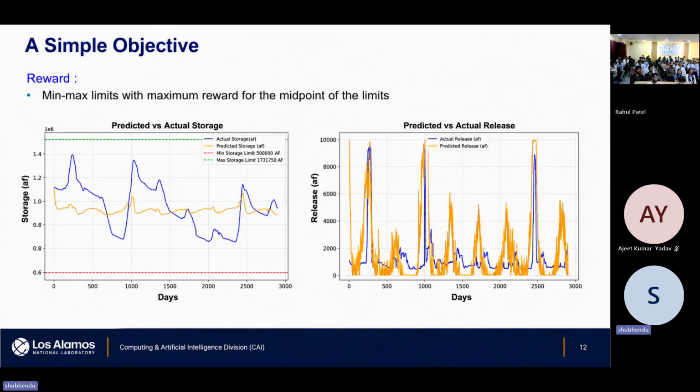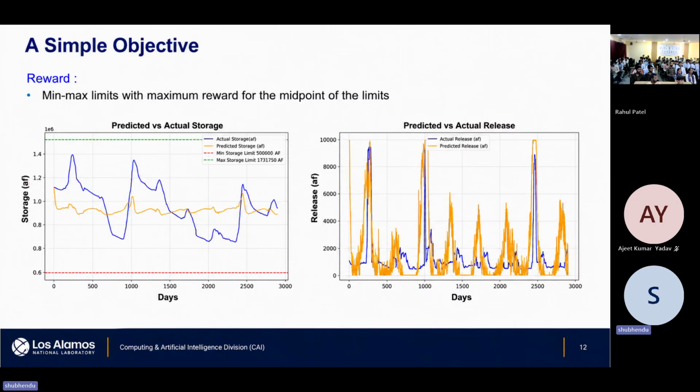So what the agent has to do is, once it gets its initial storage level, because of the reward function, it's trying to keep the storage level close to the mean of min and max storage value. As you can see, the orange curve hovers around the 1.1 million acre feet value. At least the agent is trying to do that. It's not trying to match the historical data. And to maintain that level, if you see the release pattern on the right plot, that's completely different from the historical.